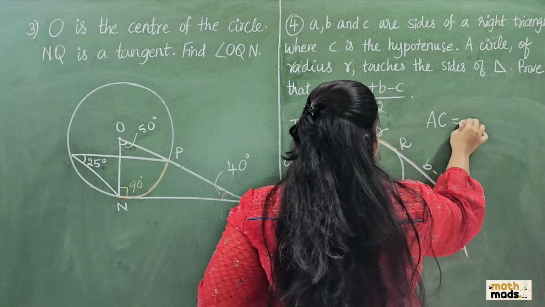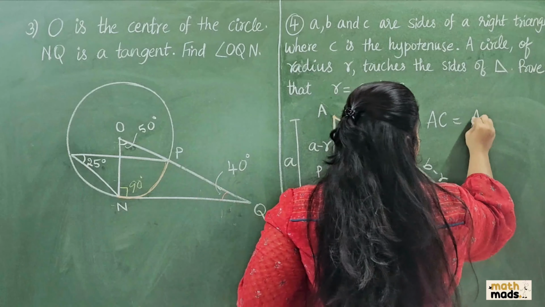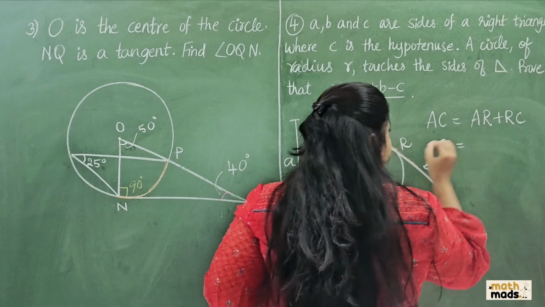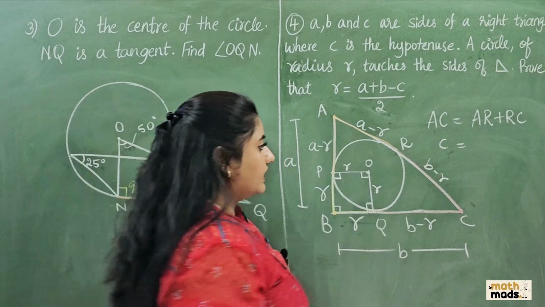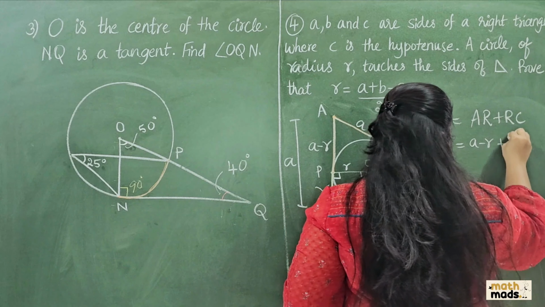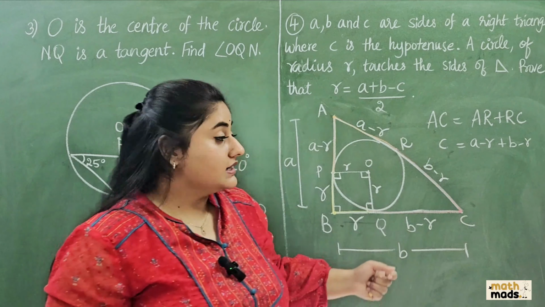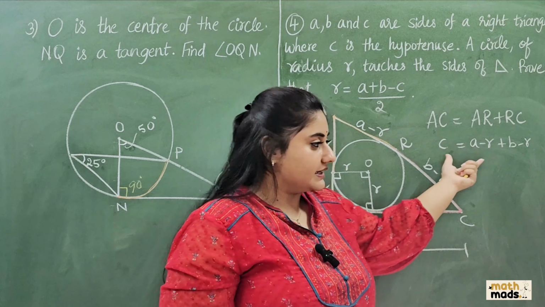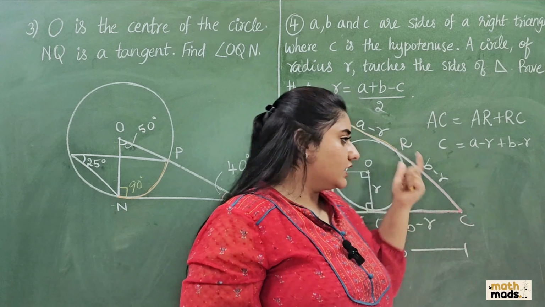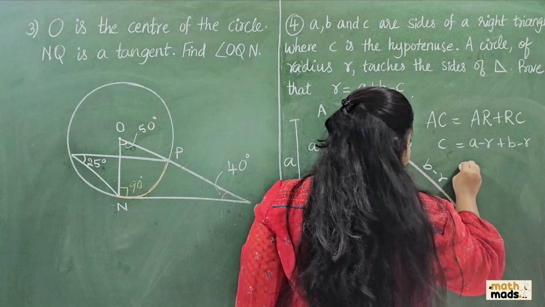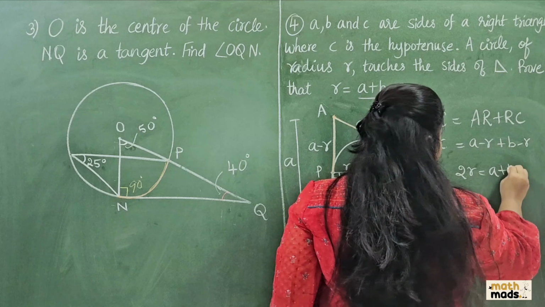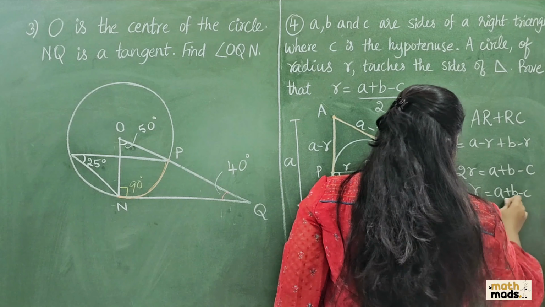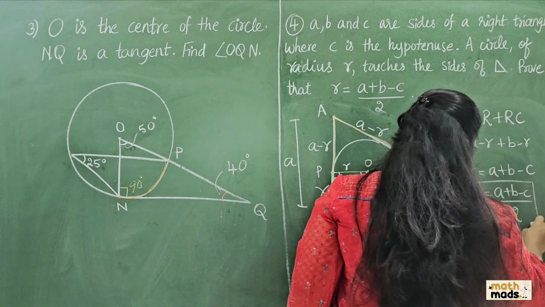So AC, I can split it as AR plus RC, right? And this AC is equal to C and is equal to AR, which is A minus R, plus B minus R. Done. Now you can retain R on one side and shift everything to the other side. So let me bring this minus R and minus R to one side. So that will give me 2R. So 2R is equal to A plus B minus C. Then R will be equal to (A plus B minus C) by 2. This is what you had to prove.